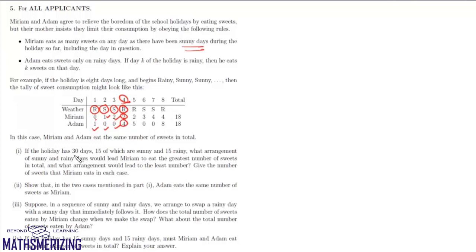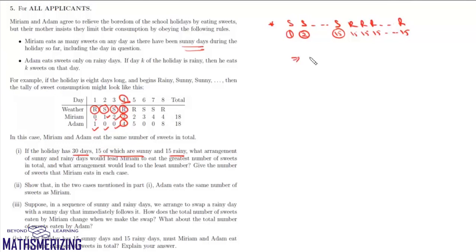Now the first question is, if the holiday has 30 days, 15 of which are sunny and 15 are rainy, what arrangement of sunny and rainy days will lead Miriam to eat the greatest number of sweets, and what arrangement would lead to the least number? Now for Miriam, this number will be greatest when first 15 days are sunny days followed by 15 rainy days. On the first day, she'll have 1. On second day, she'll have 2. On 15th day, she'll have 15. And then for each day after that, she'll keep getting 15 sweets.